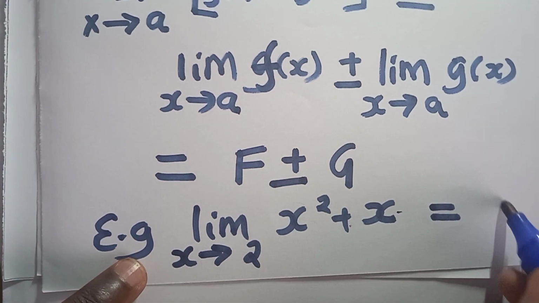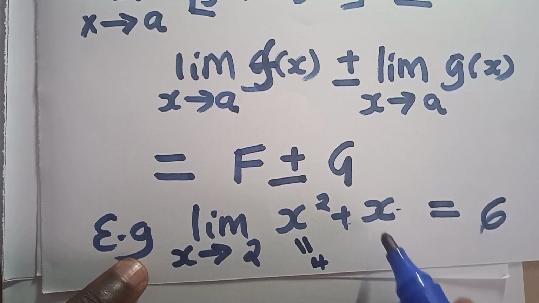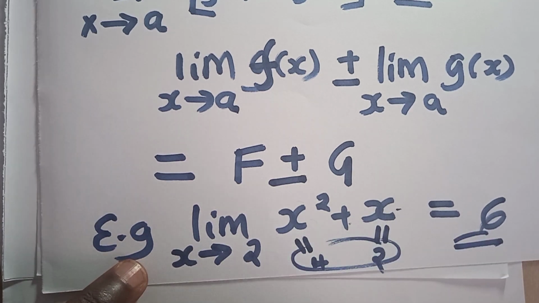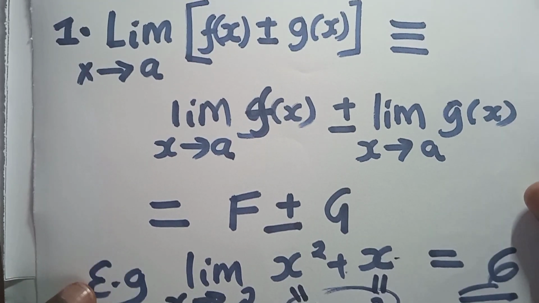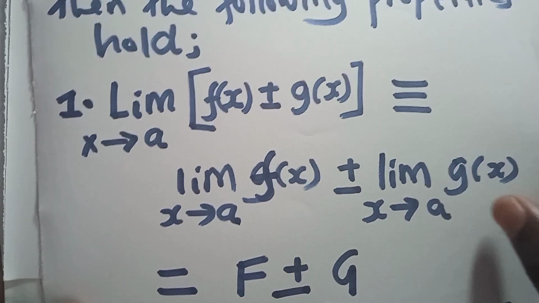So this will give us 6. You can see I've just gotten the limit of this one, which is 4, and then the limit of this one as well, which is 2, and then if you add this, you're supposed to get the 6. So that's the first property that we need to understand: the property of the sum or difference of the limits.